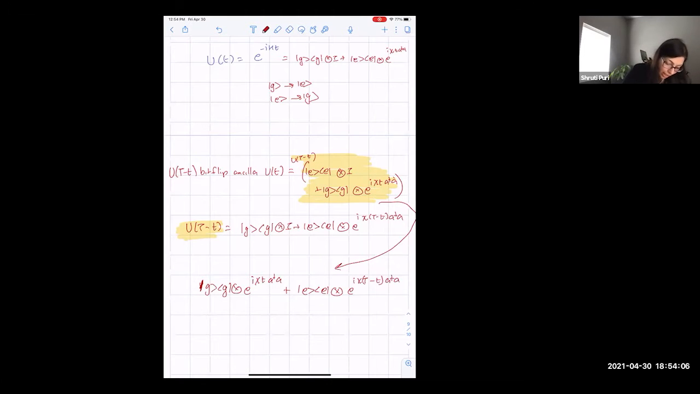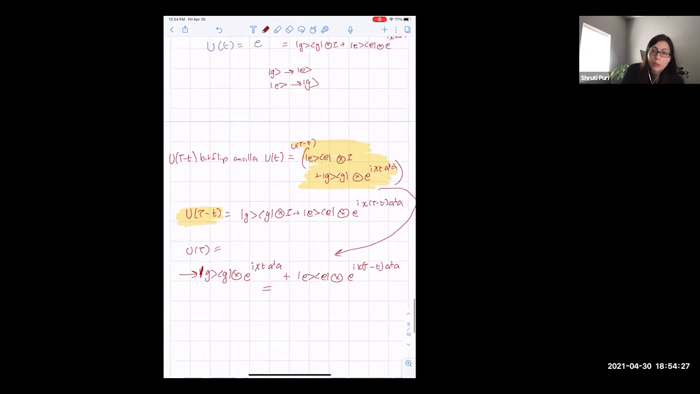So you thought you were implementing the unitary U of capital T, but what you've actually done is implemented this unitary now. Because of a bit flip in the ancilla, you did not end up implementing this unitary, but you actually ended up implementing this unitary.